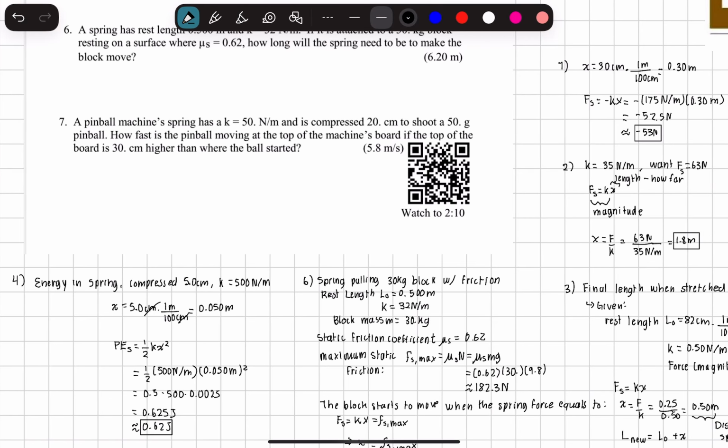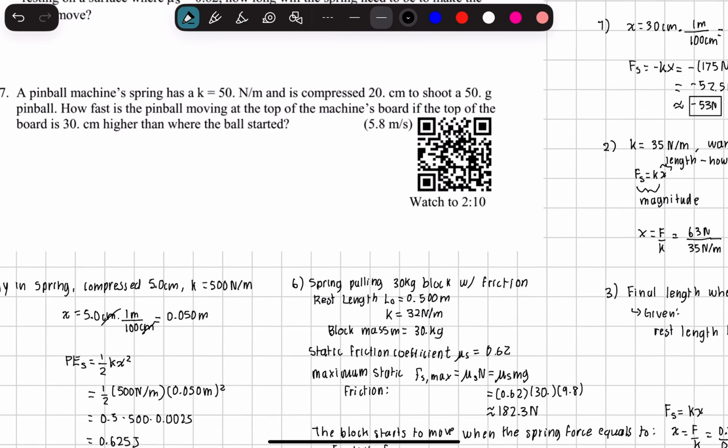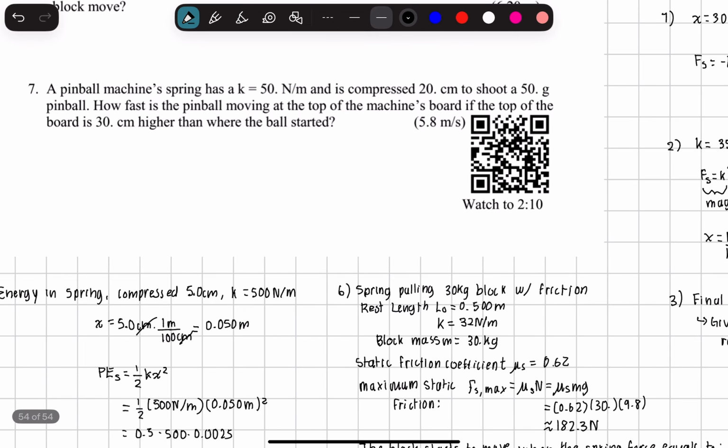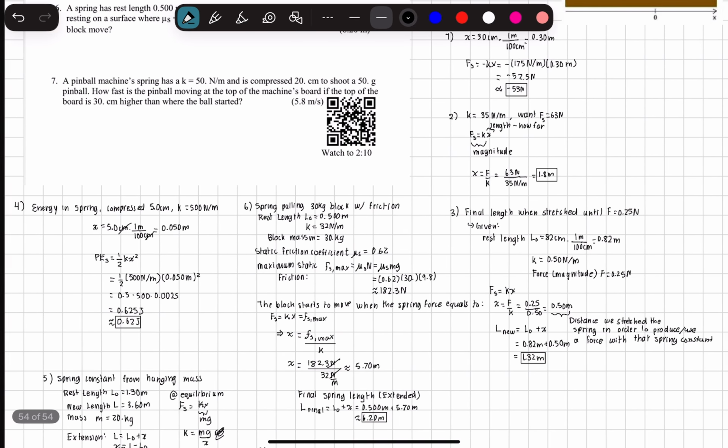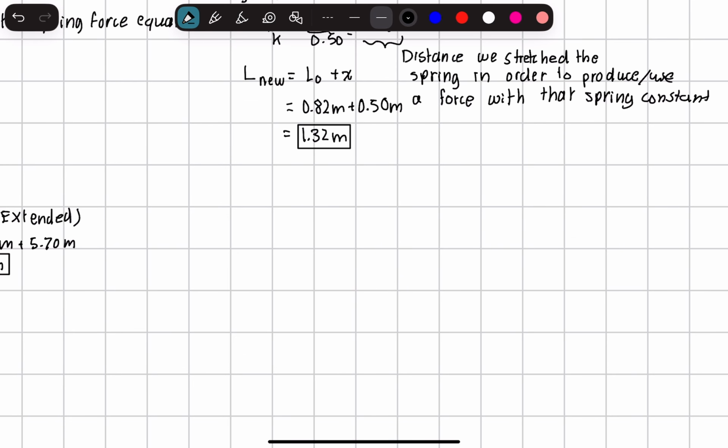Now let's move on to number 7. A pinball machine has k equal to 50 newtons over meters and is compressed to 20 centimeters to shoot a 50-gram pinball. How fast is the pinball moving at the top of the machine's board if the top of the board is 30 centimeters higher than where the ball started? Okay, so that's a lot of variables. So let's write that down. So this is question 7.